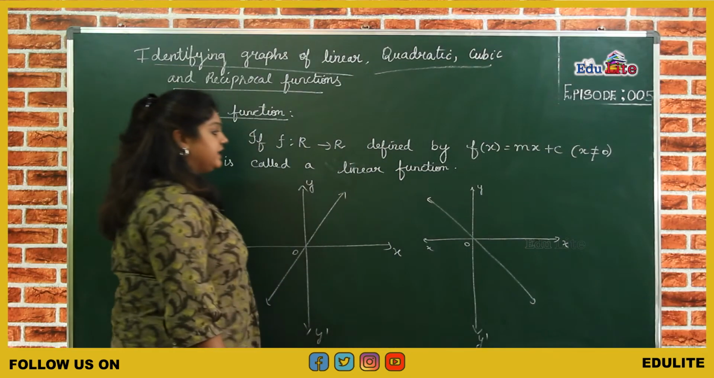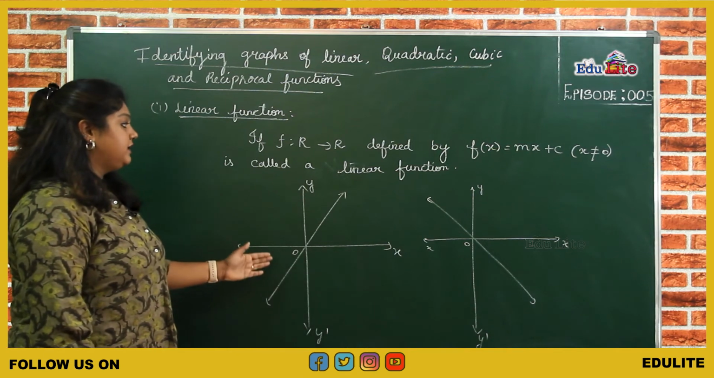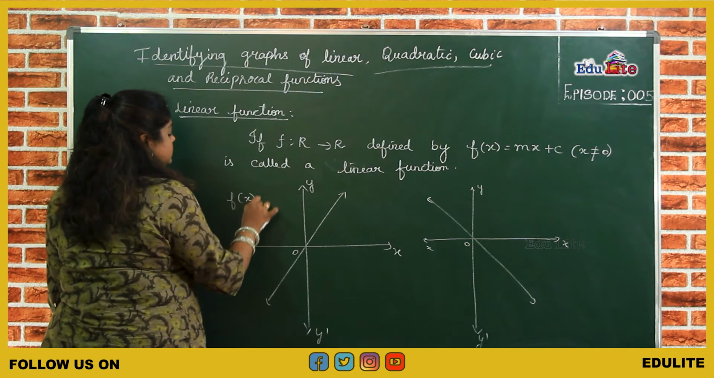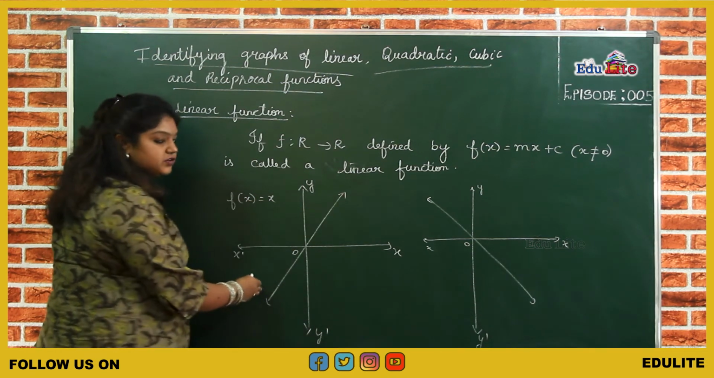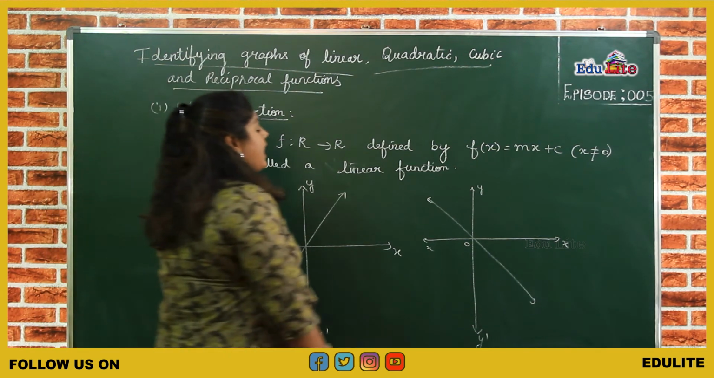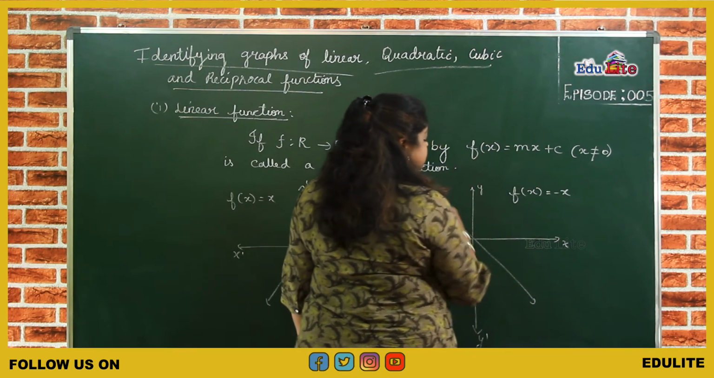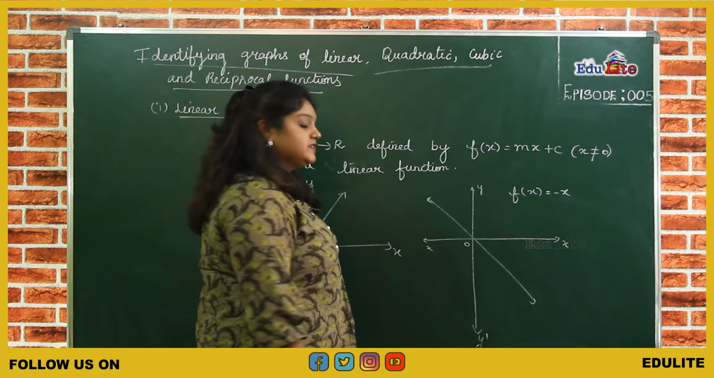So, this is the geometric representation of the graph for a linear function. When f of x is equal to x, this is the graph, which is a straight line, and when f of x is equal to minus x, this is the graph, which is also a straight line.